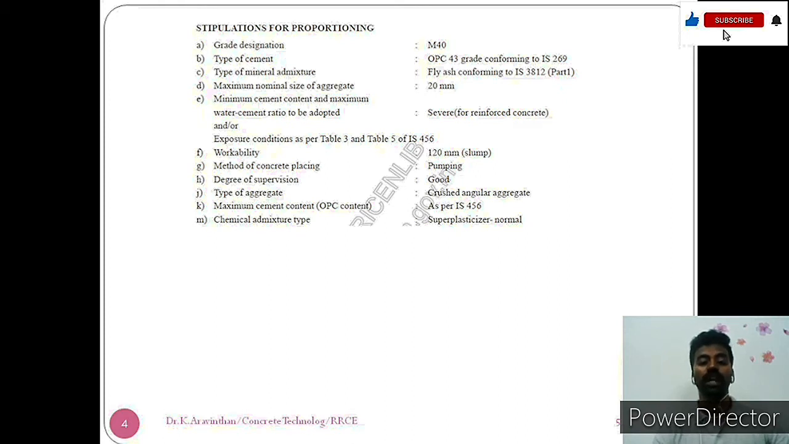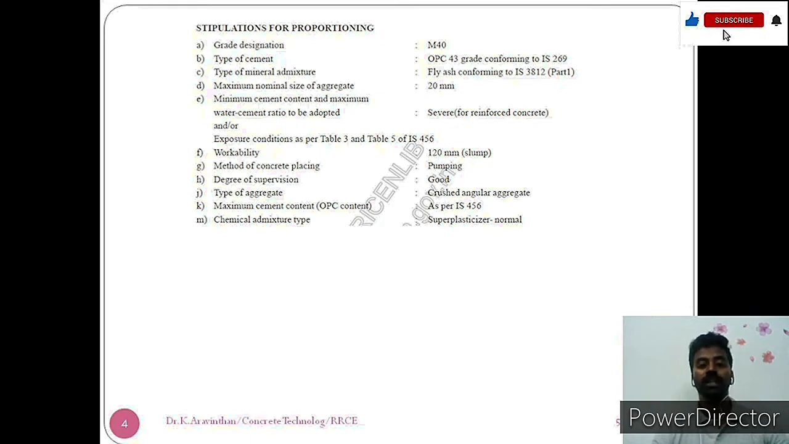Here you have to note that they are not indicating maximum cementitious content. Here the indication is maximum cement content, that is OPC. You can use OPC as per the direction of IS 456, that is, the maximum will be 450 kg per meter cube. So if you want to go beyond 450, you can increase the cementitious content by using other admixtures.